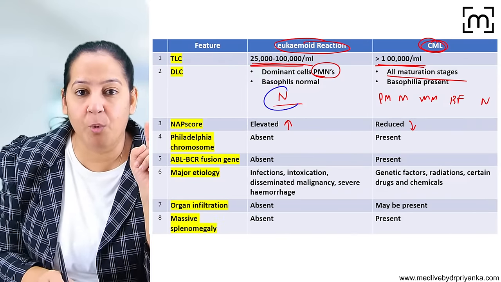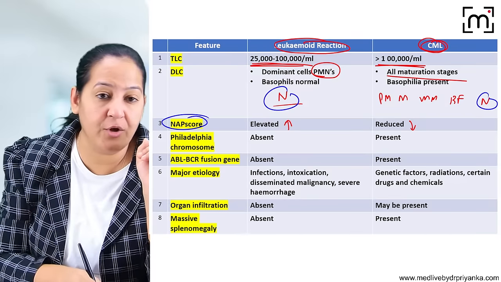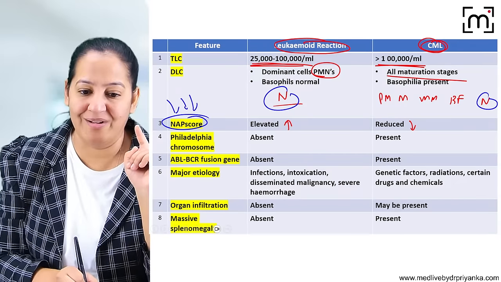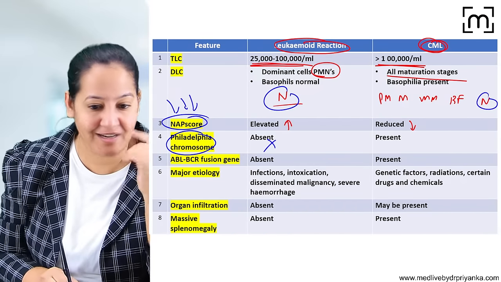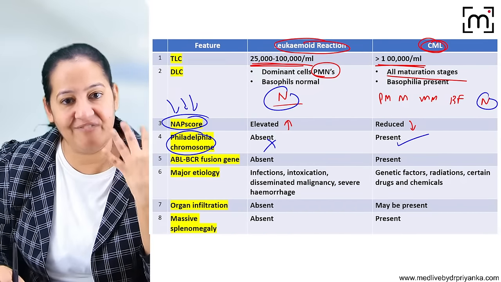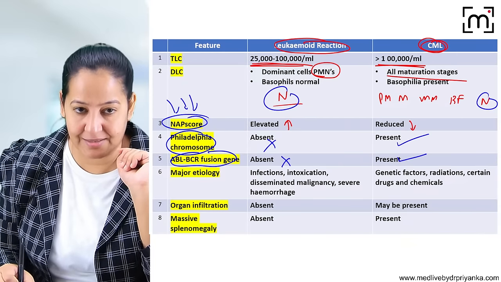I'm saying here neutrophil is more, and I'm saying here neutrophil is less. So NAP score is something that differentiates the two, and you get many MCQs on NAP score. So that is the significance of the NAP score. If you do the Philadelphia chromosome, obviously it's absent here. Here there is no mutation. Here Philadelphia is always present. If you do the ABL-BCR fusion gene, it's absent here. It's present here. Got my point?